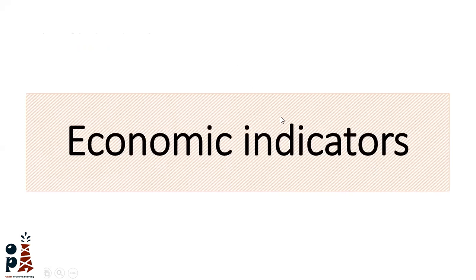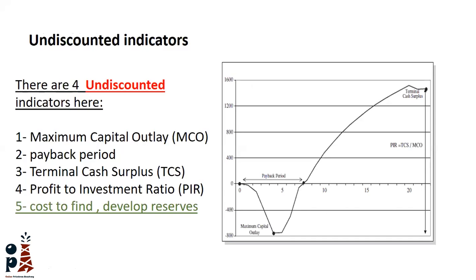So as a company, you should have some economic indicators to rank a project and to know if your project is on its path or not. So we have to present economic indicators. We have what we call undiscounted indicators. What we mean by undiscounted indicators is that we don't take into consideration time value.